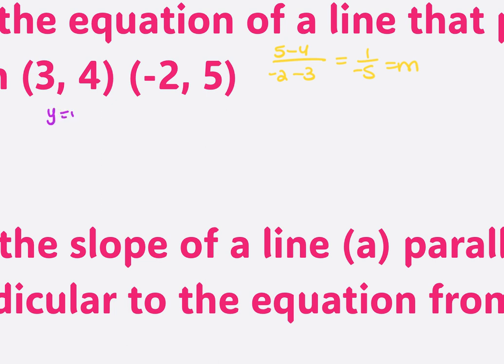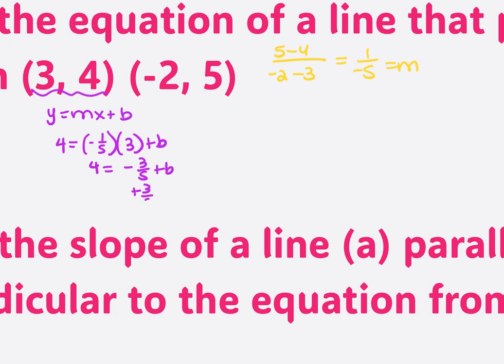So I'm going to plug into y equals mx plus b. I can pick either point. I would say if there's an option without negatives, pick it, because some people make silly mistakes with negatives. So I get 4 equals -1/5 times x, which is 3, plus b. 4 equals -3/5 plus b, and then add the 3/5.